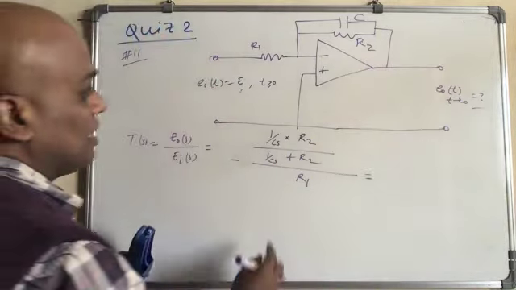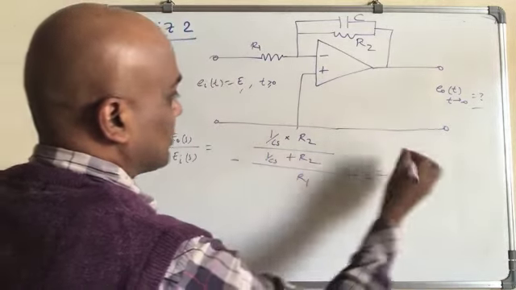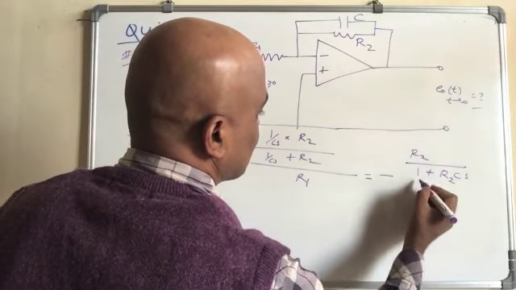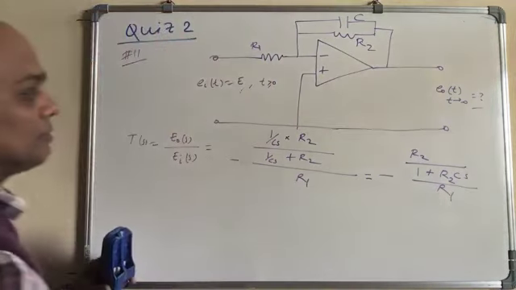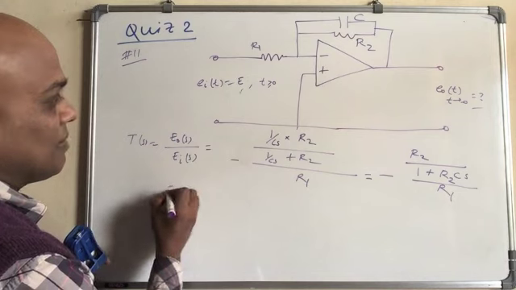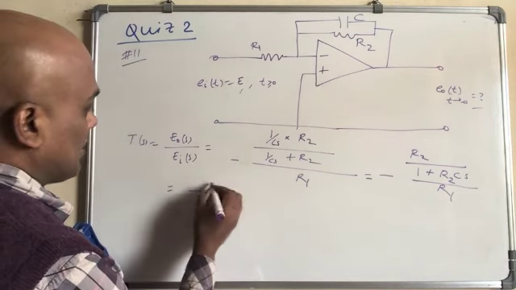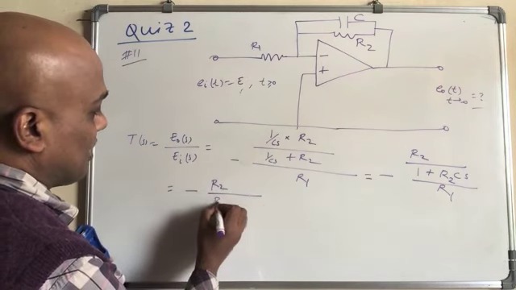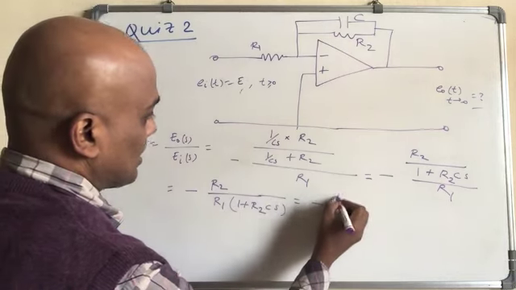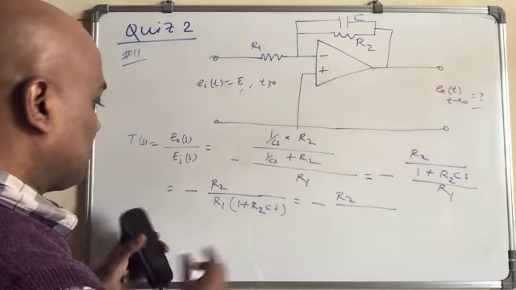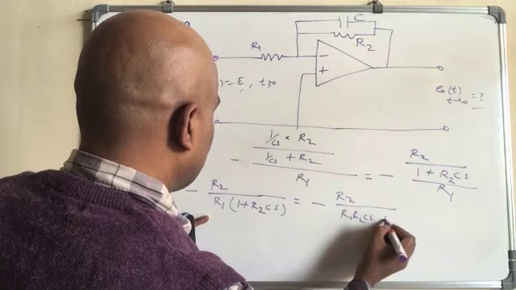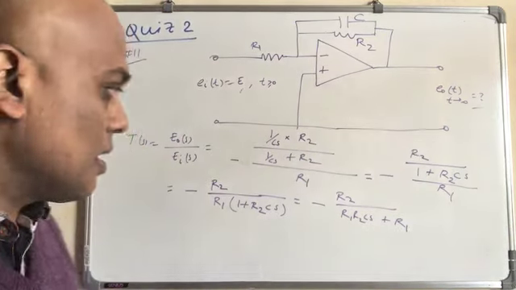Okay, so finally what do we get? So we get minus R2 divided by 1 plus R2 Cs, divided by R1, that will be equal to simply minus R2 divided by R1 times 1 plus R2 Cs. We can expand it, and so we have R1 R2 Cs plus R1. Okay, so we get a transfer function.